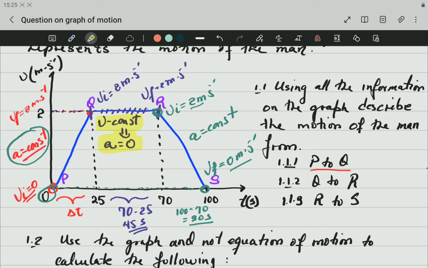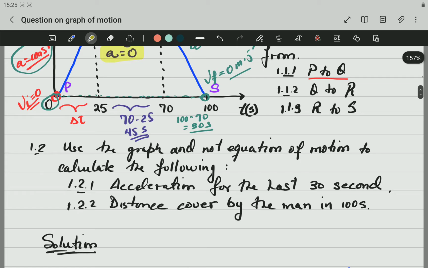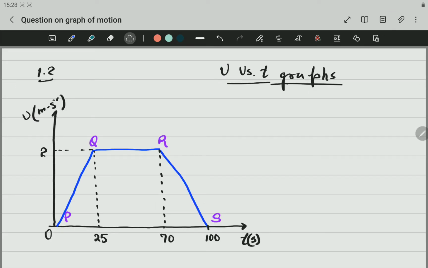Okay, now question 1.2. Now they say use the graph and not equations of motion. Note, you cannot use equations of motion. So you have to answer using the graph without using equations of motion. You have to calculate the acceleration for the last 30 seconds, and you have to calculate the distance covered by the man in 100 seconds. In other words, the total distance. Okay, so here is the graph.